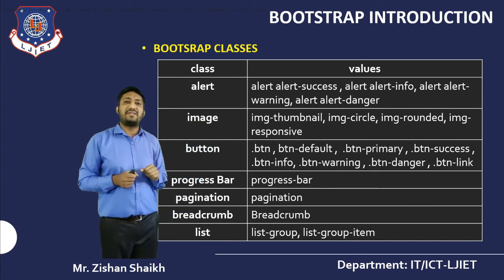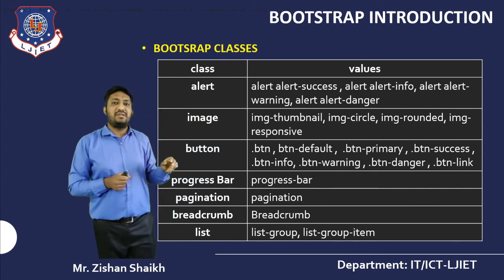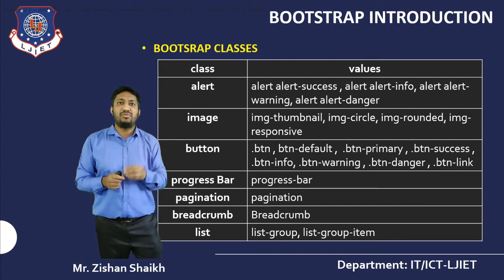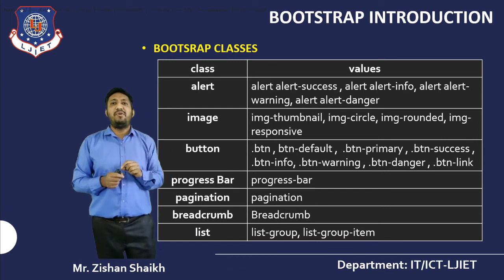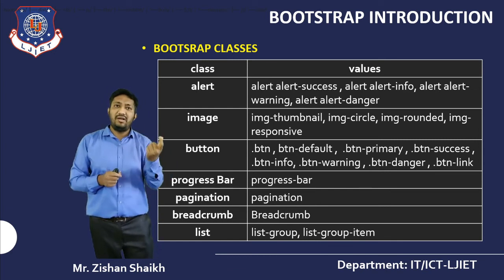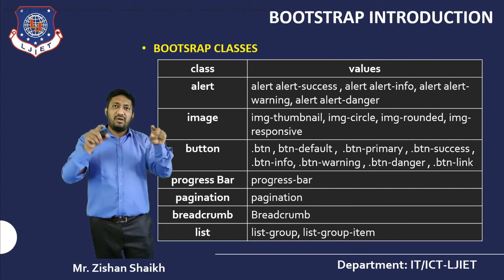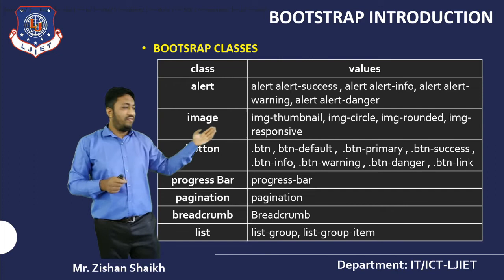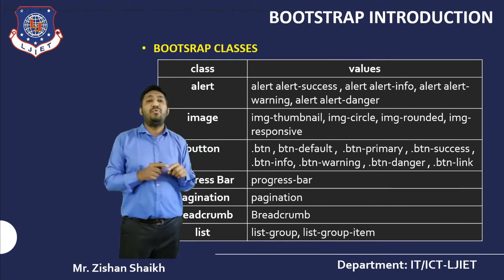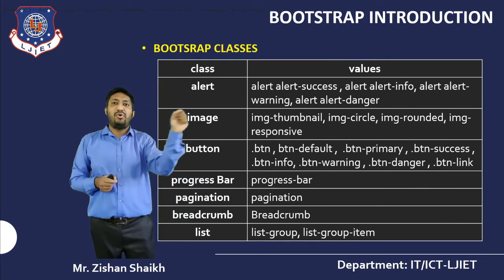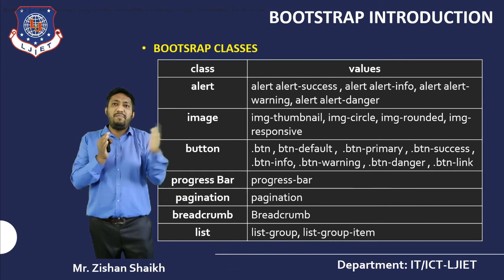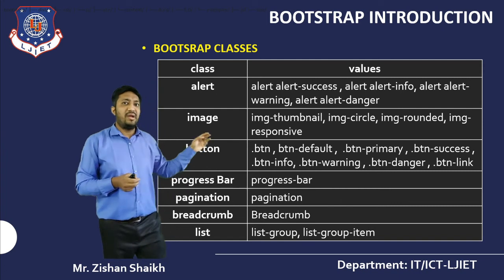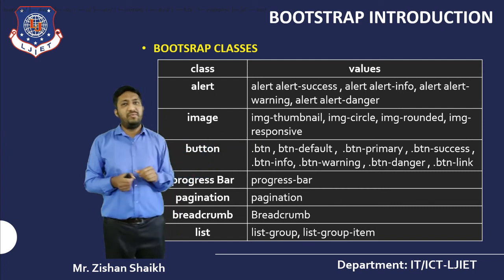Then we are moving to the next class, that is the image class. Basically Bootstrap is providing various types of images. Normal image, then thumbnail type, then image shape will be circle, or image will be rounded. For all that, different properties are given. If you want to create a responsive image, whenever you drag your screen, the image size will be changed automatically. That adjusts according to the browser screen. For that, the img-responsive property is available.